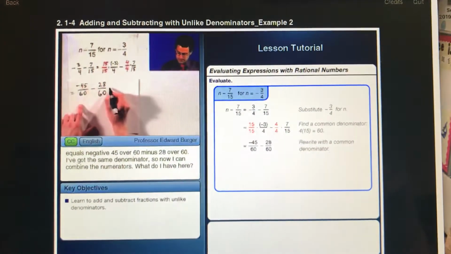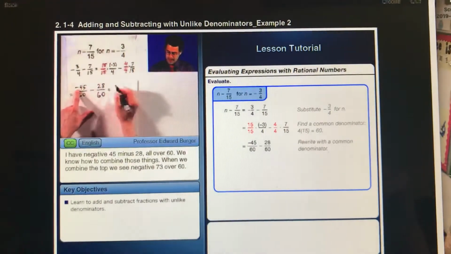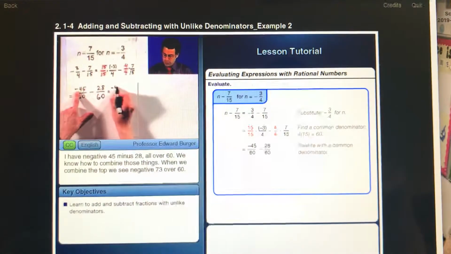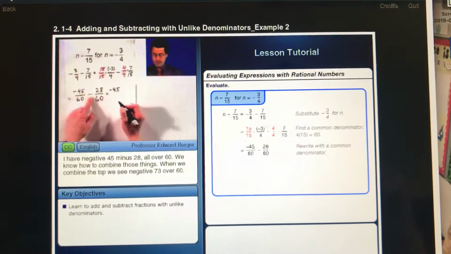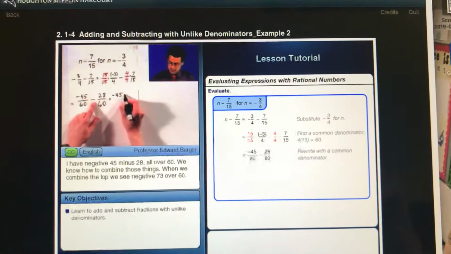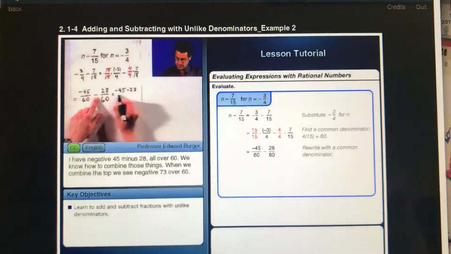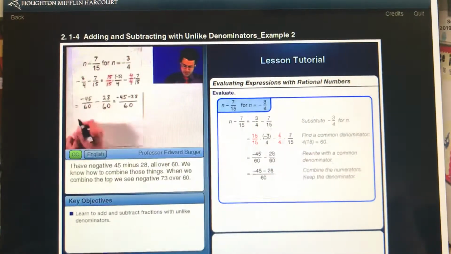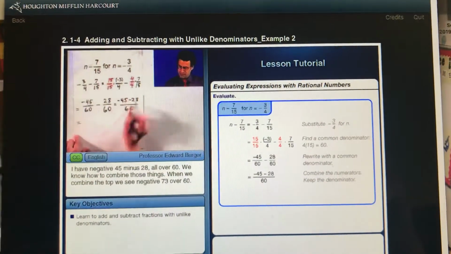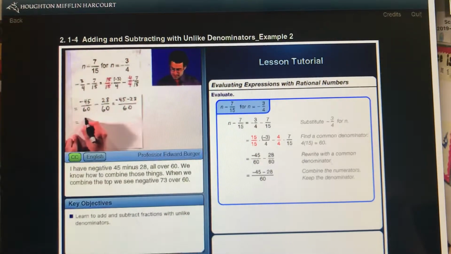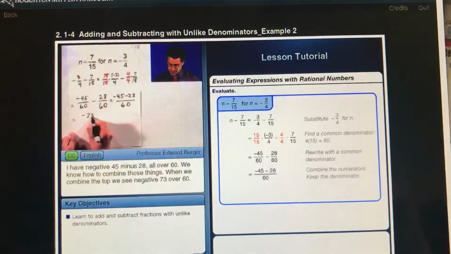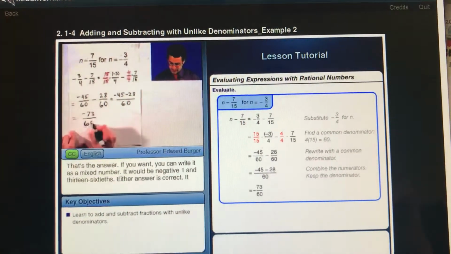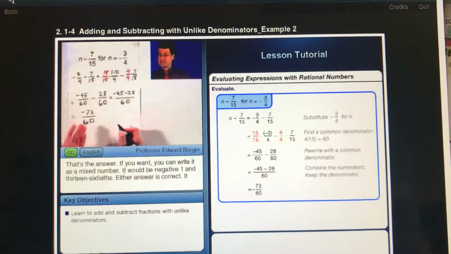So what do I have here? Well, here I have a negative 45 minus 28 all over 60. And so we know how to combine those things. And when we combine the top, we see negative 73 over 60. And so that's the answer.